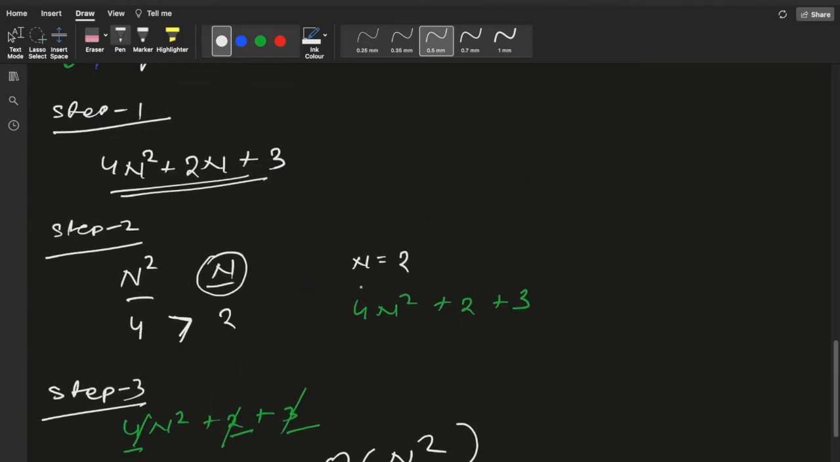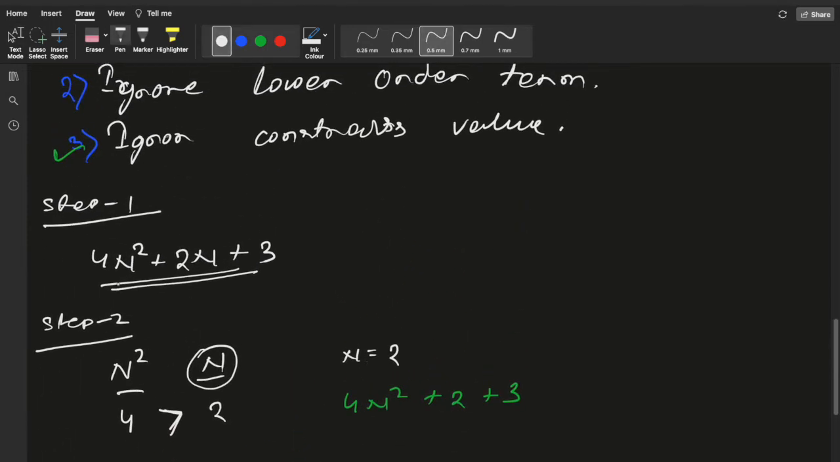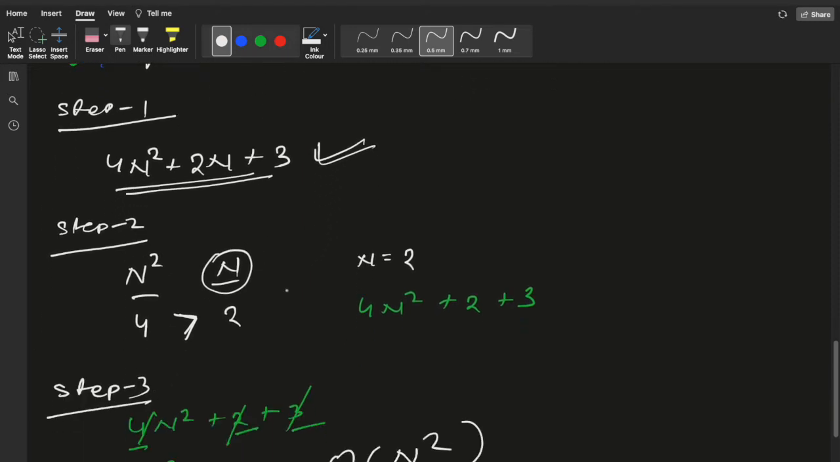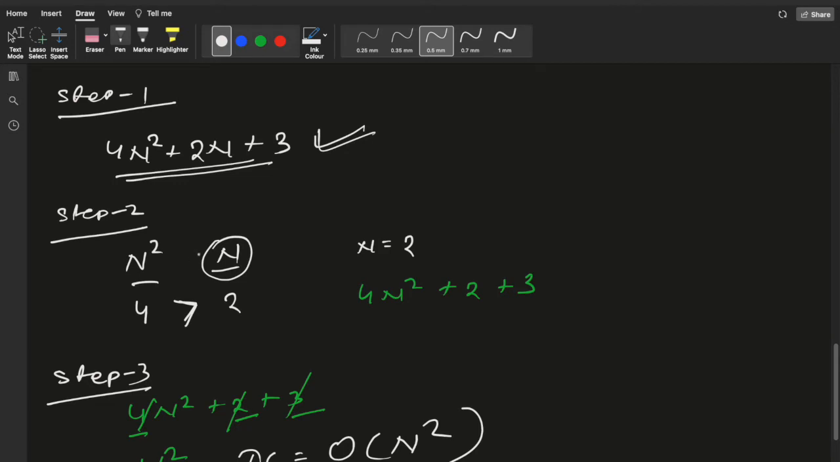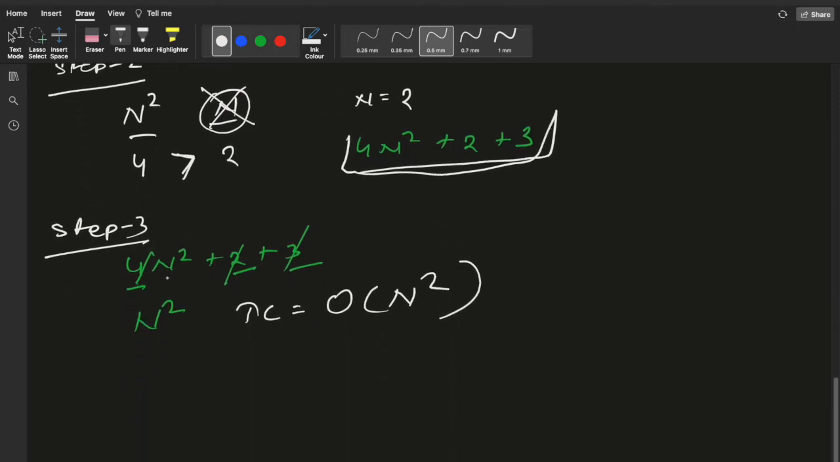Let me recap this. Basically we need to find the number of iterations of a loop. Then from the number of iterations, we need to ignore the lower order terms, so we ignore this one. Now we have the formula after ignoring the lower order term. In step 3, we need to remove the constants. 2, 3, 4, these are constants, right? So finally we have Big O of n square. Okay, let's take another example.